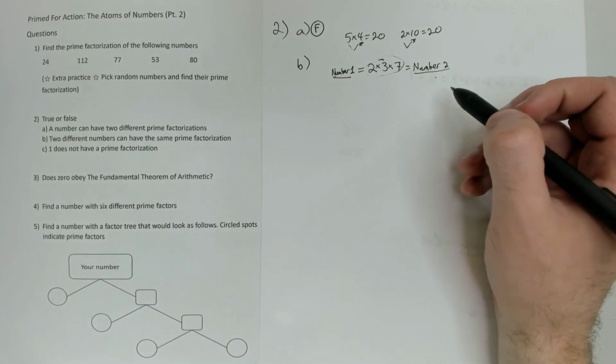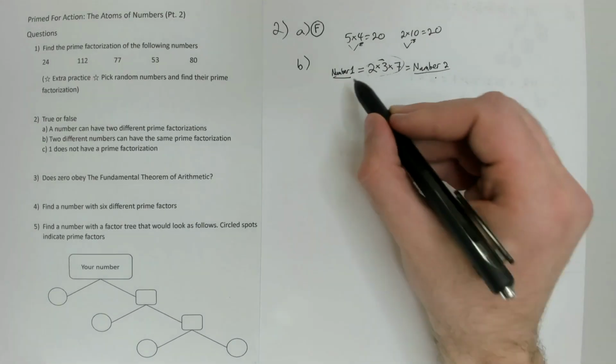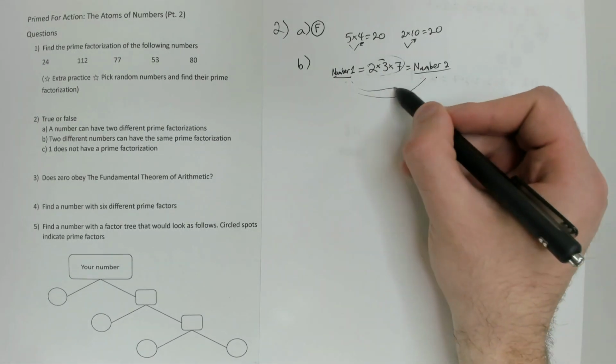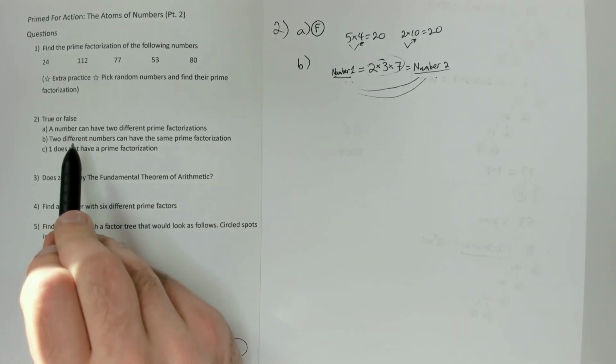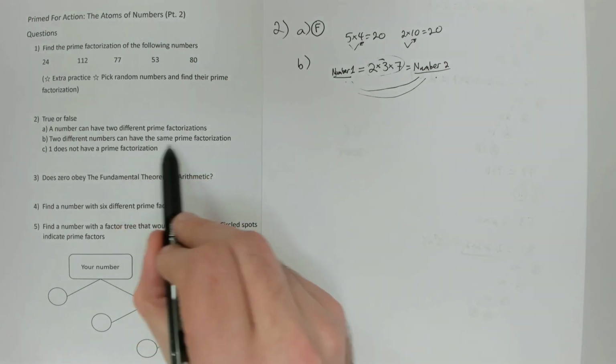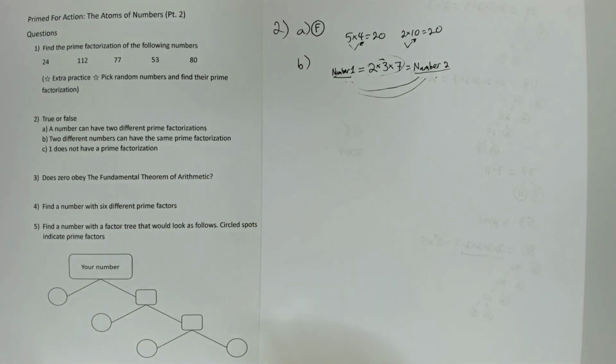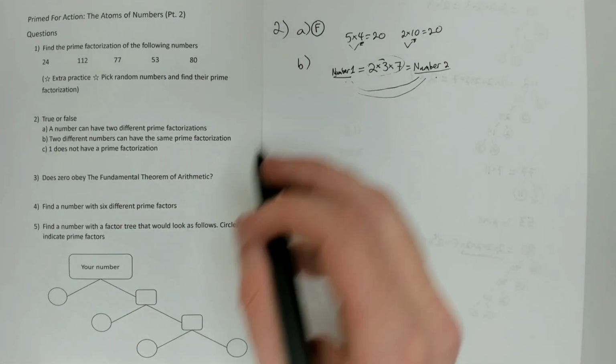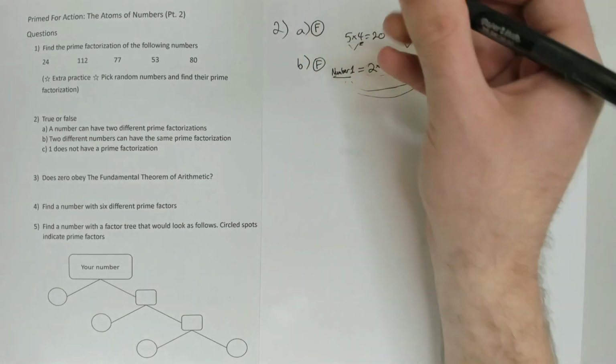They also have to equal each other, right? Because if this equals this and this equals that, then they have to equal each other. But this is claiming that 2 different numbers, so 2 numbers that aren't equal, can somehow equal the same thing, right? Have the same prime factorization. And that's not true. That's not how equality works. So B also has to be false.